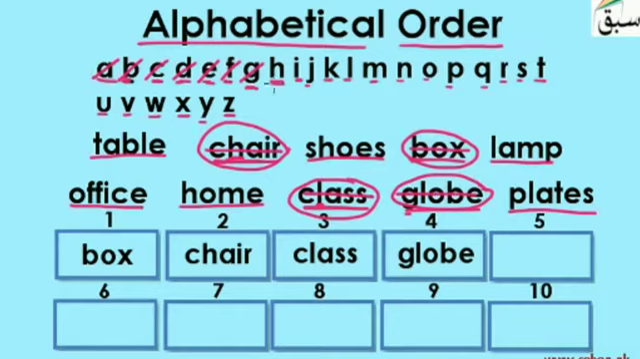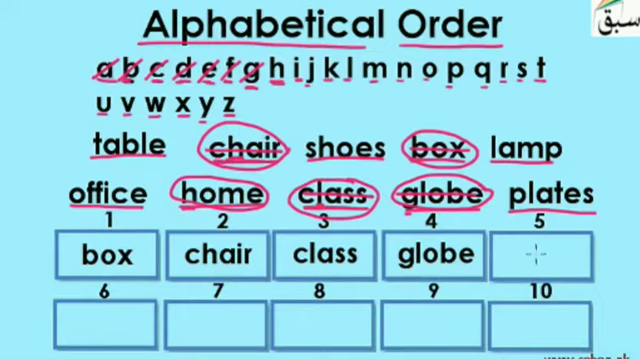Now the next letter comes, H. Again we will read the words: table, shoes, lamp, office, home. Home begins with letter H. Now we will circle this word home. And the last word is plates. So we are going to write this word home in the fifth box.